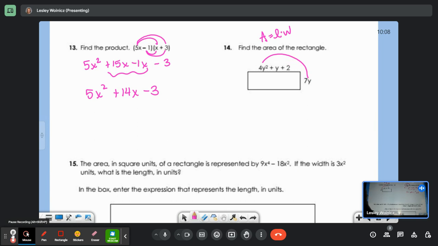All right, what is 7y times 4y squared? 28y cubed. Very good. All right, what about 7y times y? Good. And then 7y times 2? Good.